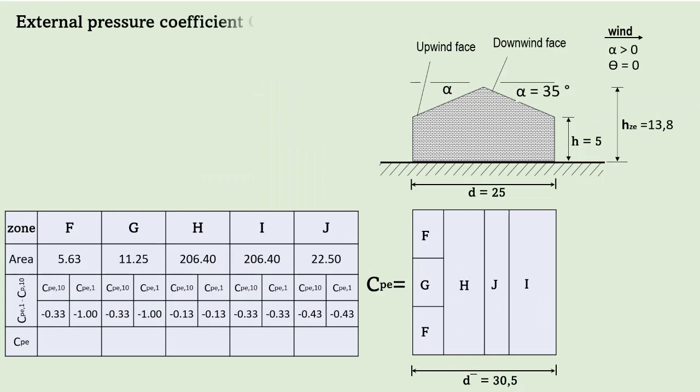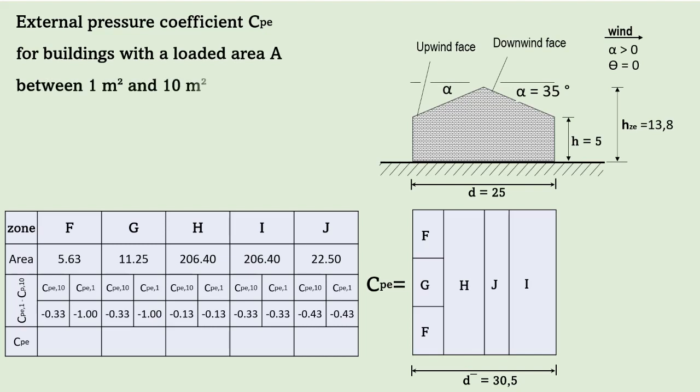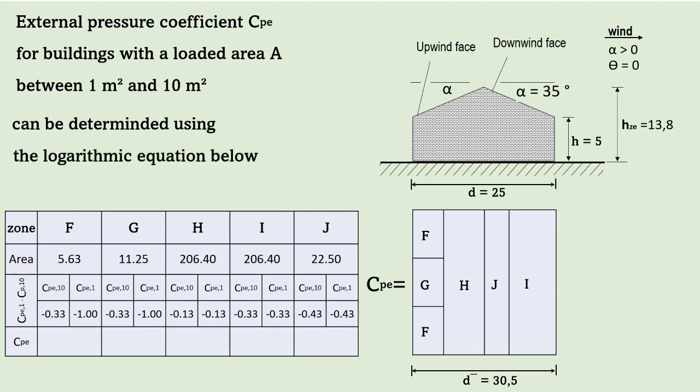External pressure coefficient CPE for buildings with loaded area A between 1 and 10 square meter can be determined using the logarithmic equation below. CPE equals CPE1 minus, between brackets, CPE1 minus CPE10, times logarithm A. A is the loaded area between 1 and 10 square meter.